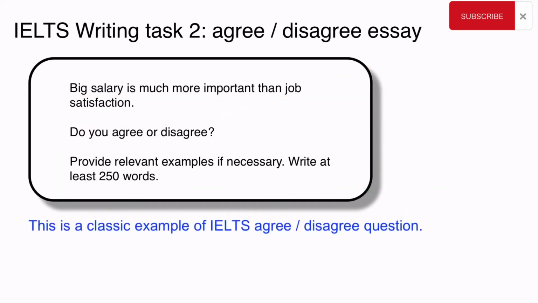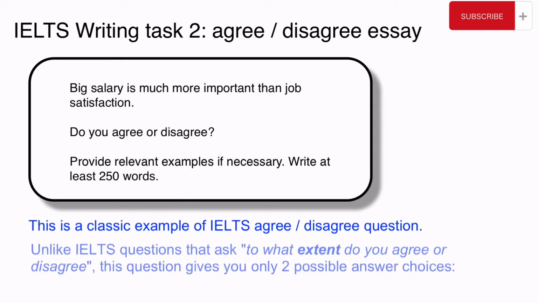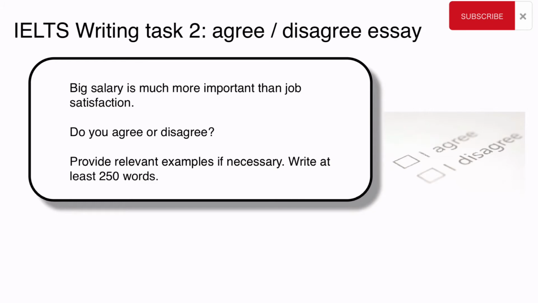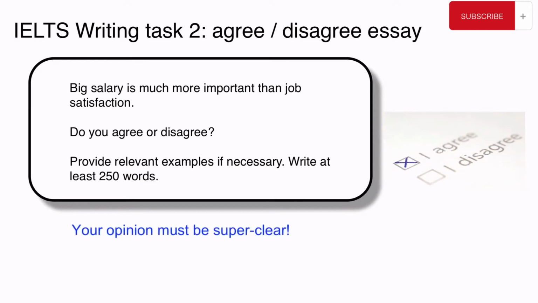This is a classic example of an IELTS agree-disagree question. Unlike IELTS questions that ask, to what extent do you agree or disagree? This question gives you only two possible answer choices, to agree or to disagree. You cannot say that you partly agree in agree-disagree questions. Your opinion must be super clear.